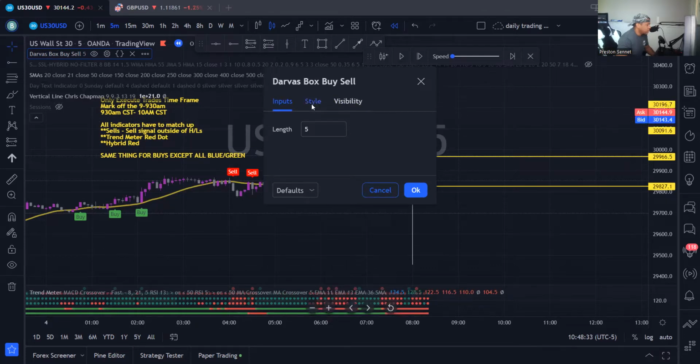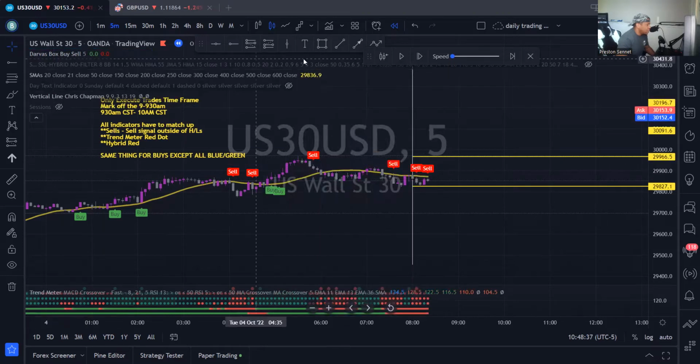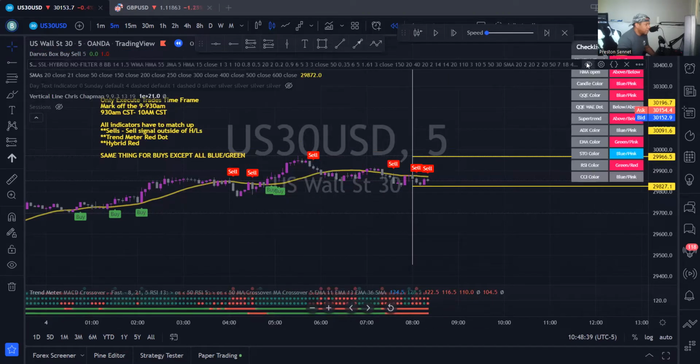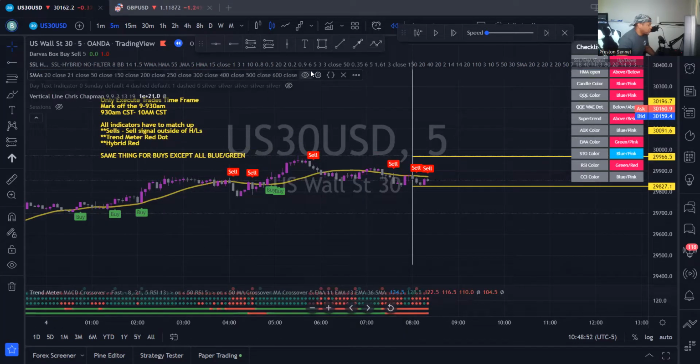All right, again, the Darvish box. I don't need these T box and BB box. I don't use that. And I also use the hybrid, and I leave that pretty much the same. This is the SSL hybrid advanced. You pretty much don't need it, but sometimes I need it for extra confluence just to make sure I'm going the right way for my trading strategy.